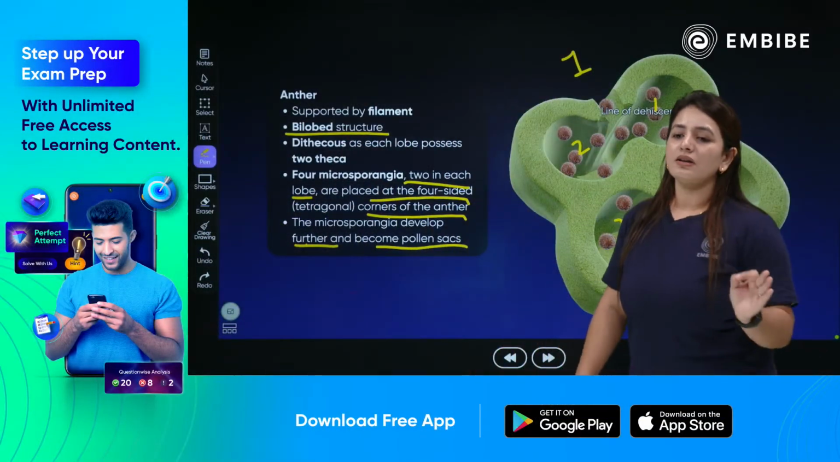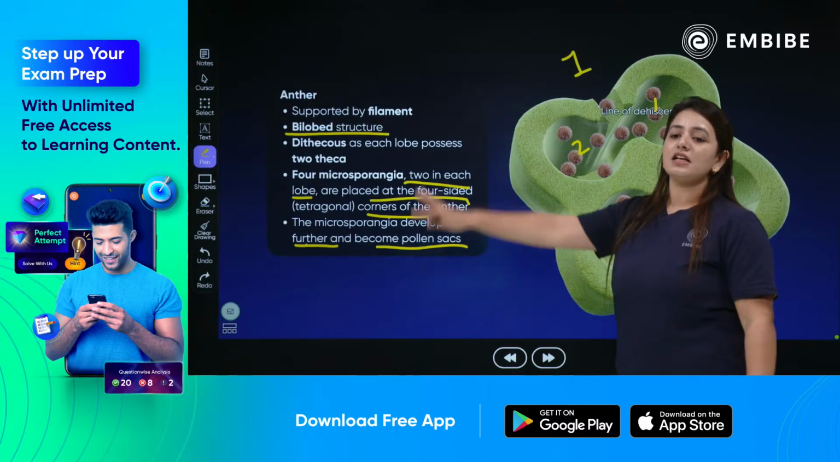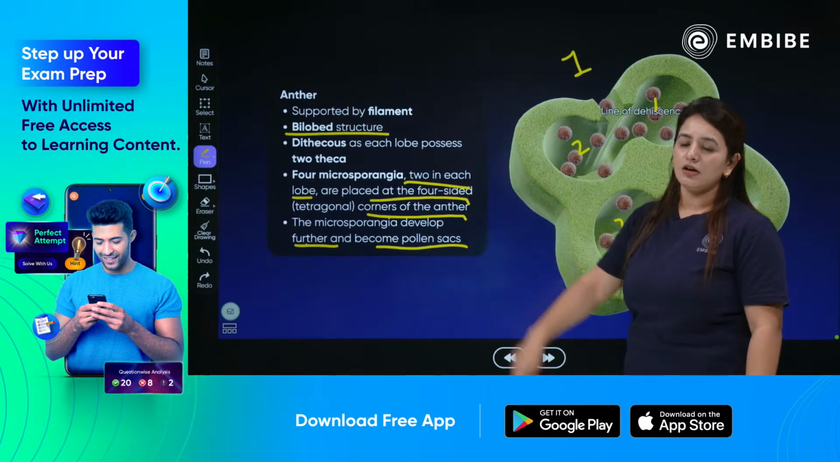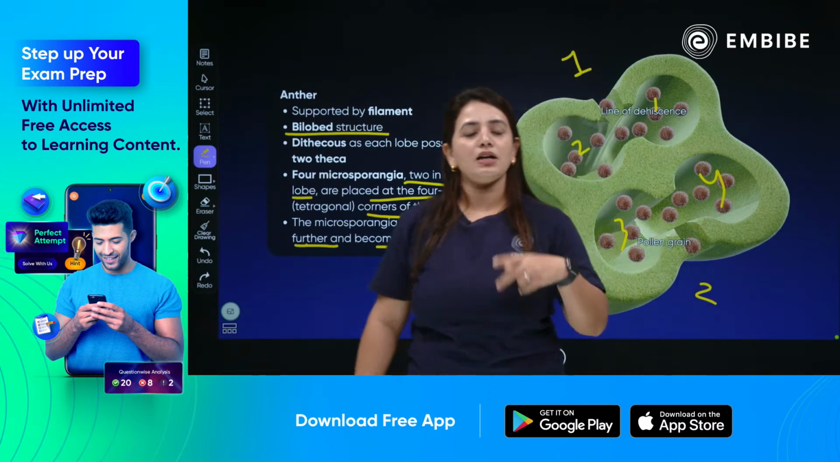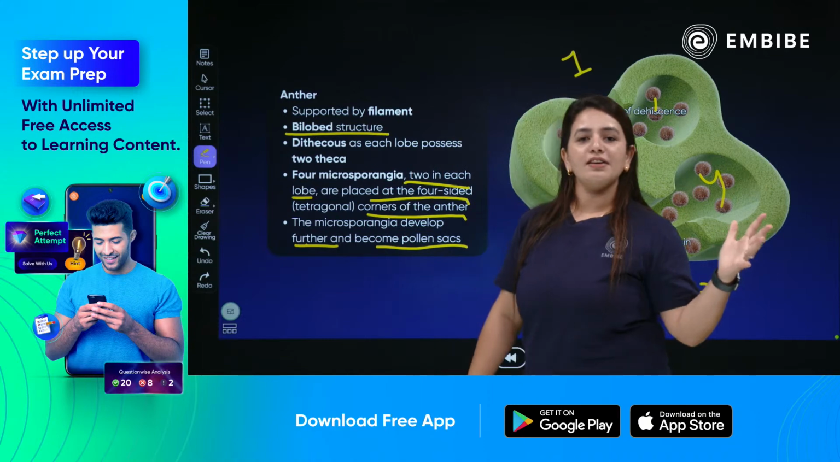Okay, so talking about the anther, children, these are a few characteristics of the anther. So we have discussed 2 parts of the stamen. One is the filament, the other is the anther. Let's see what we have next.